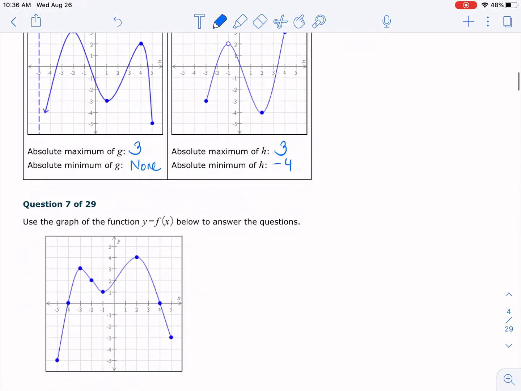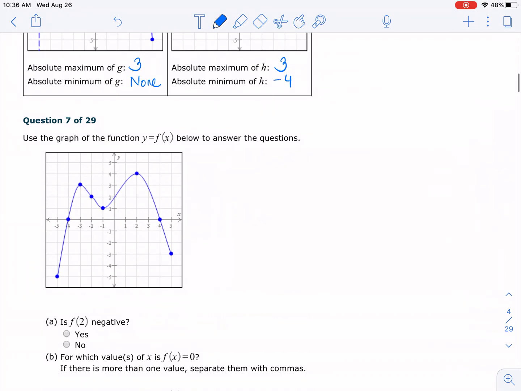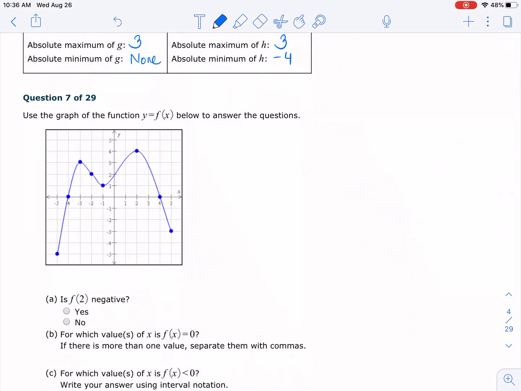Okay, so moving on to number 7, is f of 2 negative? So you need to locate f of 2. So what is f of 2? 2 is right here. F of 2 is right here. So it's not.